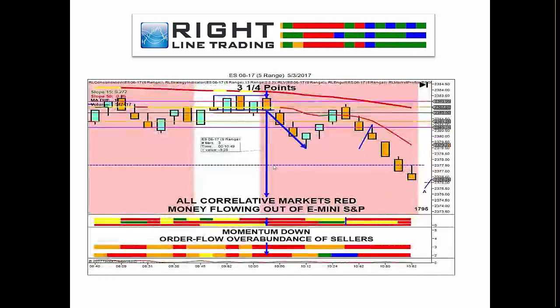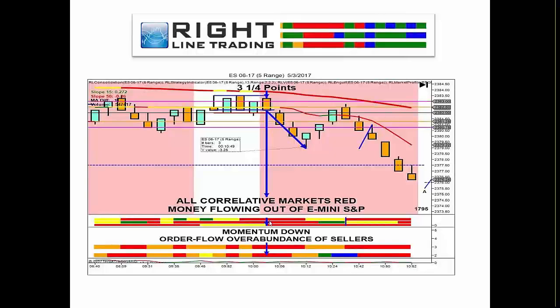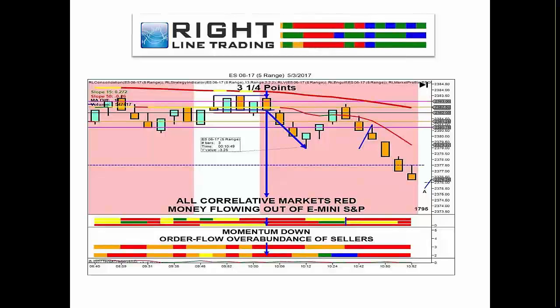Here's another one. This is 3 1/4 points down on the E-mini. Again, all 3 of our quant lines, the correlative market's red, money is flowing out of the E-mini. Momentum is down, and order flow shows an overabundance of sellers on our 2 higher time frames. Now it's 3 higher time frames, and we go down for 3.25 points. When we get this alignment, honestly, it's a money-making alignment.